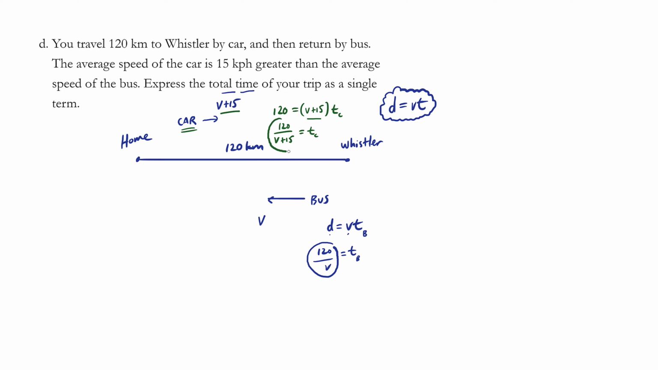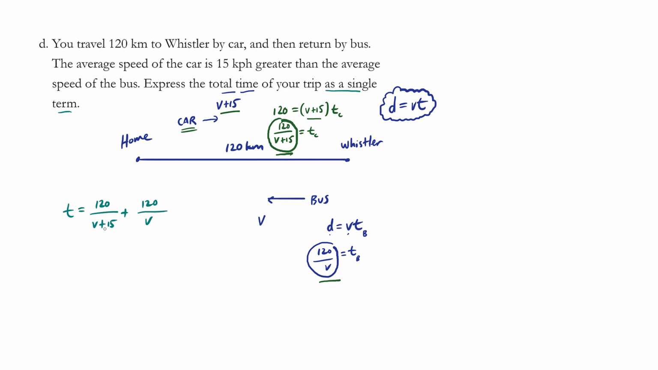So how do we find the total time? All we have to do is add the time going there and the time going back. So now we have a total time that is simply these two small times added up. Now the question says find the total time, which we did, as a single term. So what we have here now are two terms, and we want to find a single term.